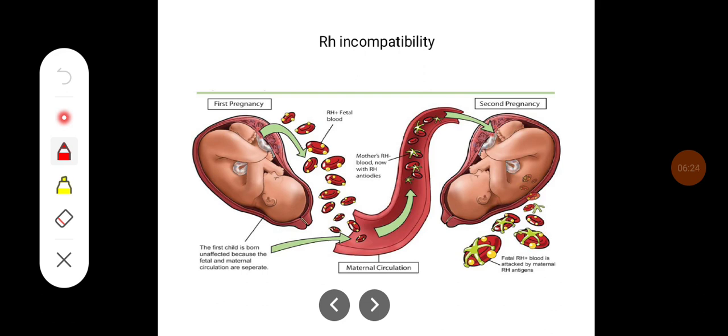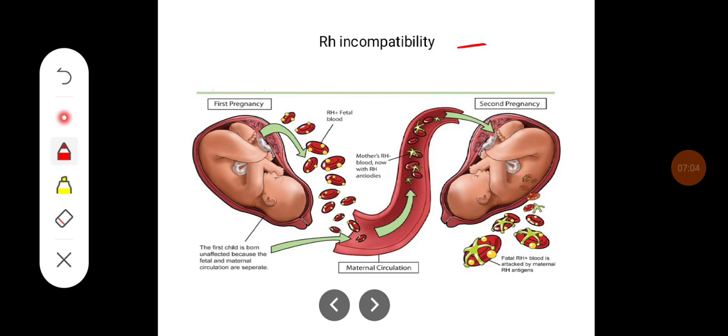As we know, the Rh antigens also come under the major blood group system, and they can lead to a strong antigen-antibody reaction. The Rh antigens do not possess naturally occurring antibodies. When Rh antigen is introduced into the body for the first time, the body subsequently produces antibodies. And when Rh positive antigen is introduced a second time, there can be Rh incompatibility.